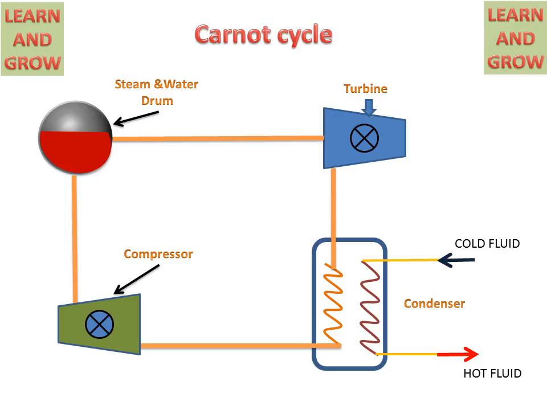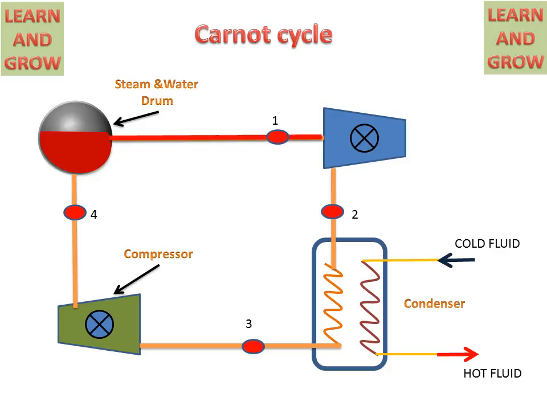Now we see the working of the Carnot cycle. What will happen? The steam and water drum gives vapor to the turbine. These are the points of the process: this is the first point, second point, third point and fourth point. In 4 to 1 process, the steam and water drum gives vapor to the turbine at isothermal level, so an isothermal process will take place.